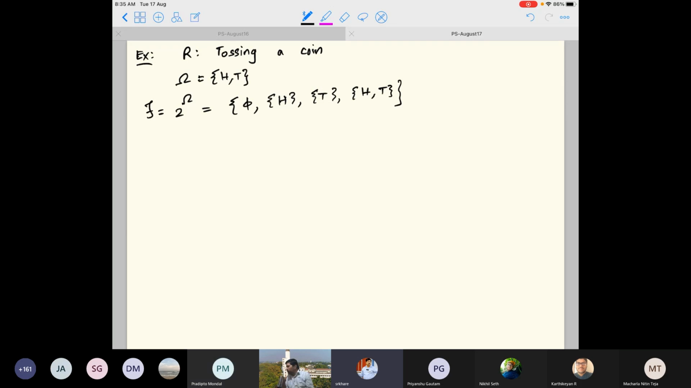So how do you check it? Both conditions are being satisfied. Both the conditions are satisfied, right? So because both the conditions are satisfied, this is a sigma algebra.